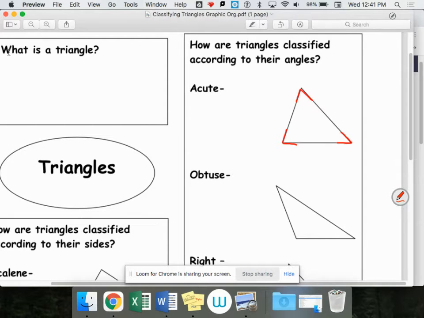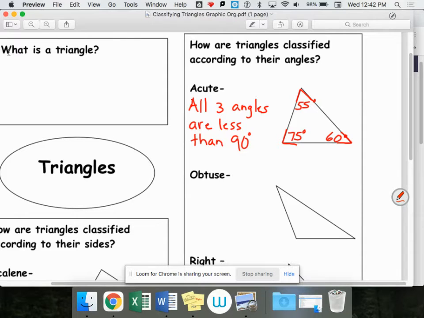And if you were going to classify a triangle as being acute, all 3 angles are less than 90 degrees because acute means less than 90. So in an acute triangle, all 3 of the angles have to be less than 90 degrees. So for example, this could be 75 degrees, 60 degrees, and 55 degrees. All 3 are less than 90, so that would be classified as an acute triangle.